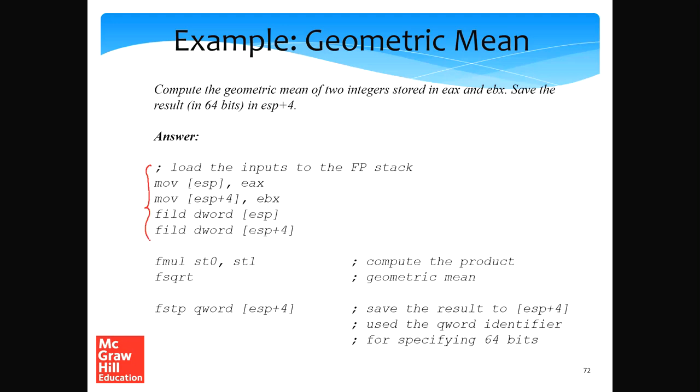So this part remains exactly the same, where we read in the floating point numbers from these two registers. These two registers contain integers. They are converted to floating point numbers and stored on the floating point stack. Subsequently, instead of an FADD, we multiply them. So ST0 contains the product of ST0 and ST1. We compute the square root. So basically ST0 contains the square root of ST0. Right, and then the last line is exactly the same, where we again store it. We use the QWORD identifier to ensure that the result is 64 bits, and we store it at the memory address ESP plus 4.